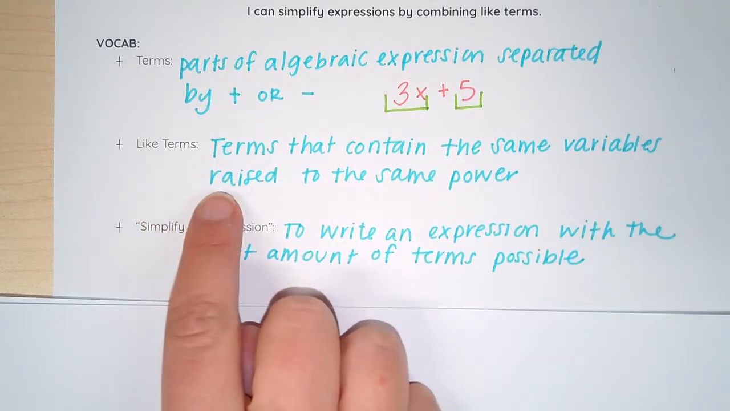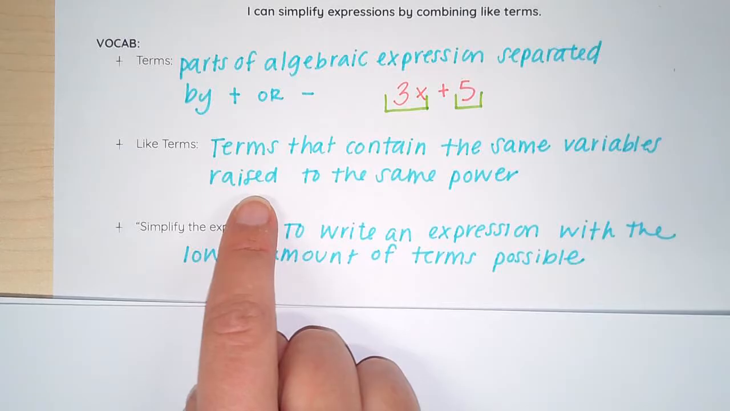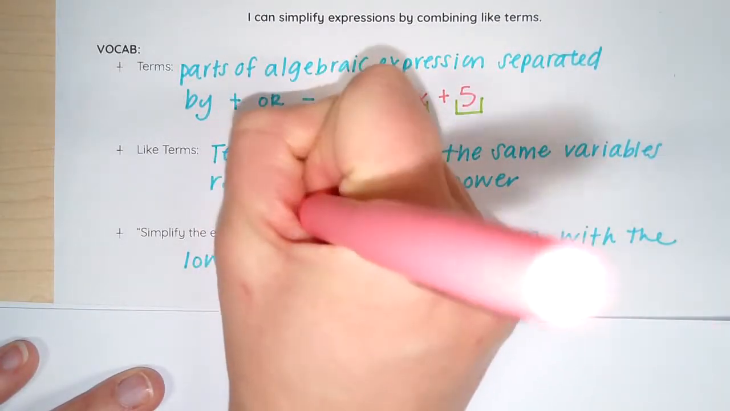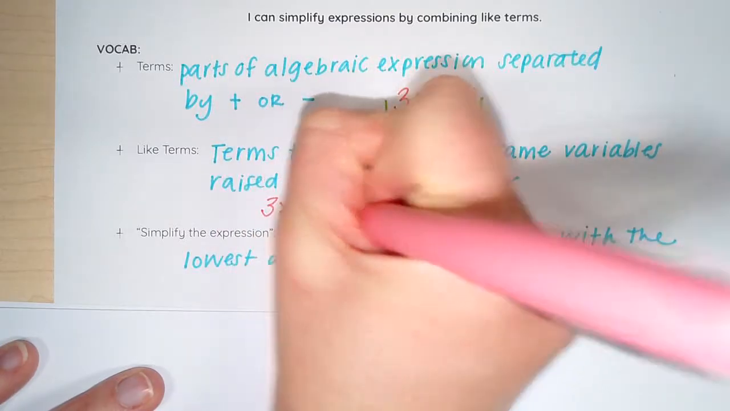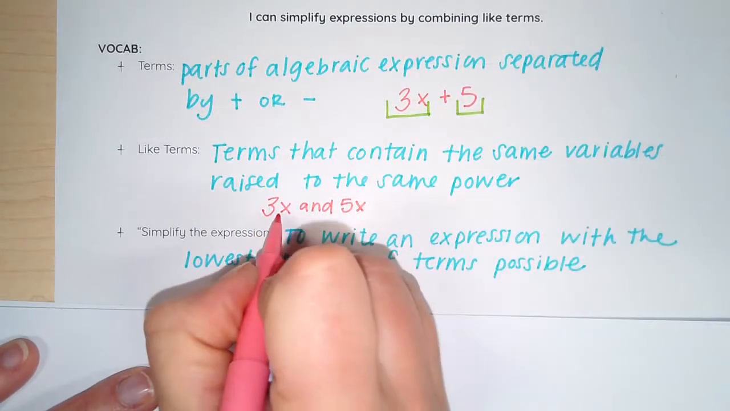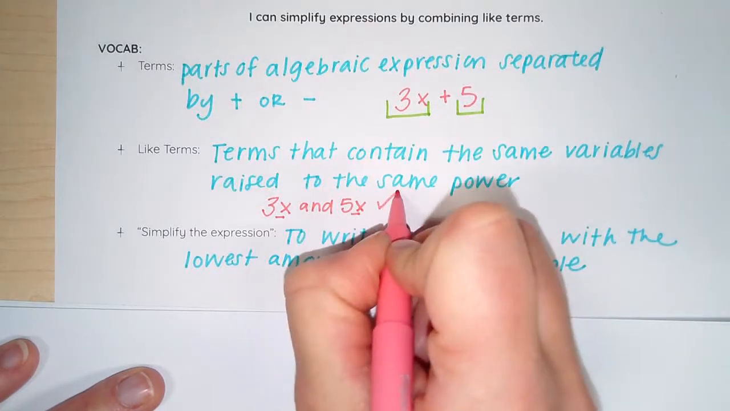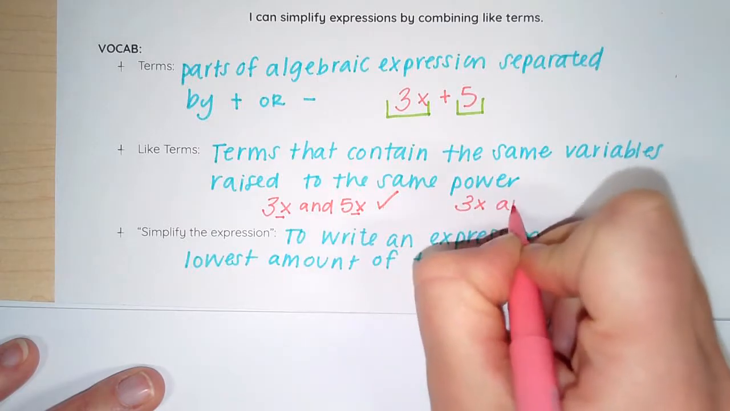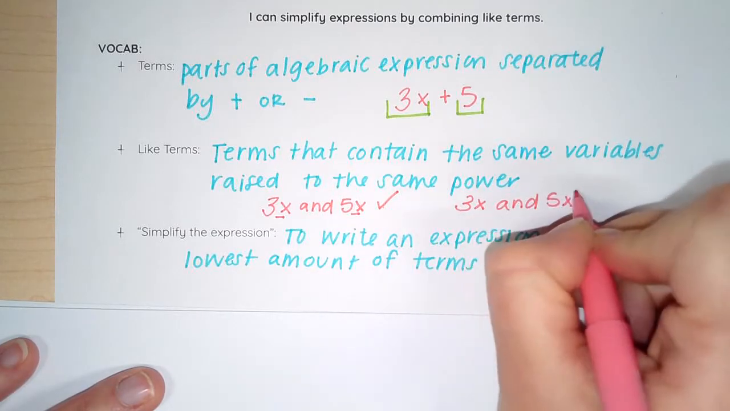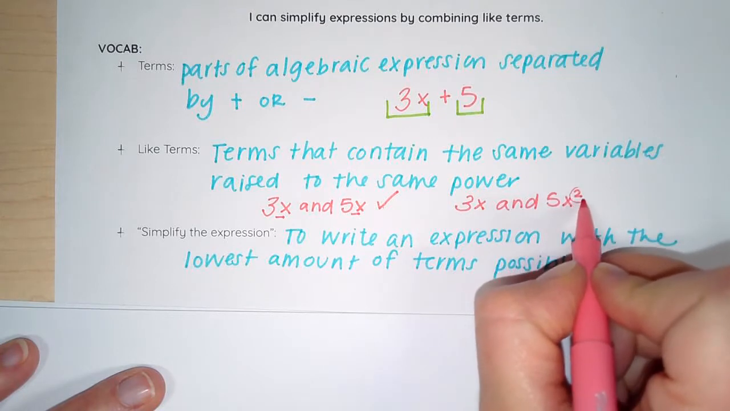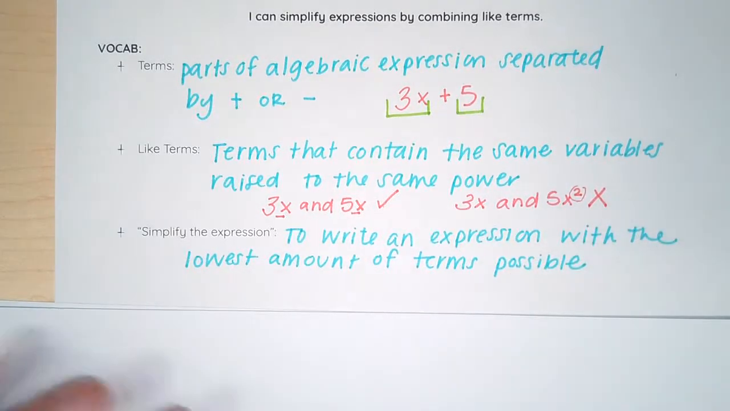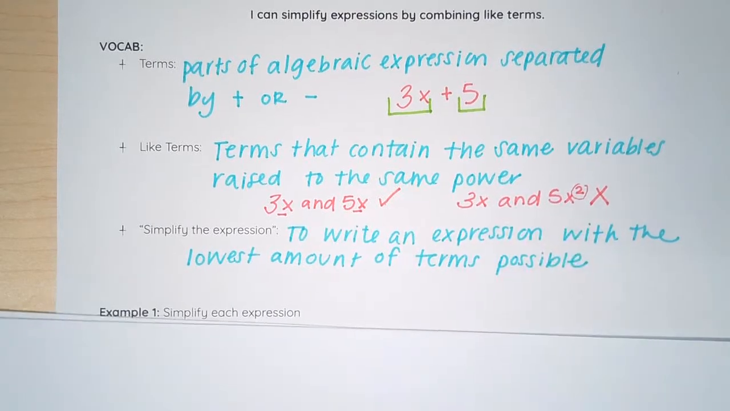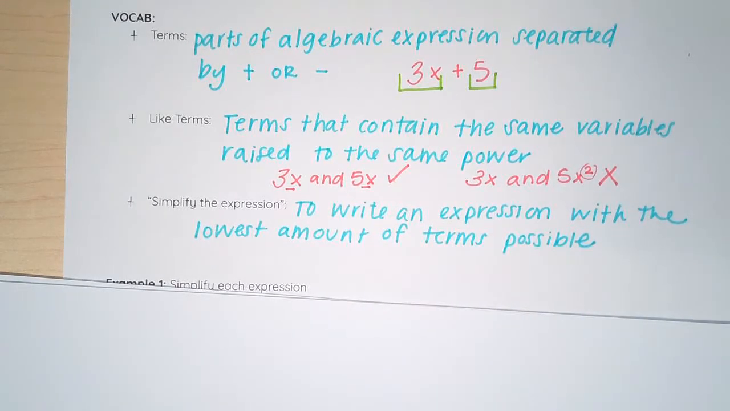Like terms are terms that contain the same variable raised to the same power. So for example, if I have 3x and 5x, they have the same variable, so they are like terms. However, if I had 3x and 5x squared, because of that squared, those are not like terms. Additionally, if I had a different variable here, they would not be like terms as well.